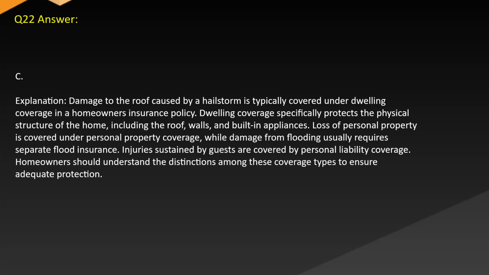Answer: C. Explanation: Damage to the roof caused by a hailstorm is typically covered under dwelling coverage in a homeowner's insurance policy. Dwelling coverage specifically protects the physical structure of the home, including the roof, walls, and built-in appliances. Loss of personal property is covered under personal property coverage, while damage from flooding usually requires separate flood insurance. Injuries sustained by guests are covered by personal liability coverage. Homeowners should understand the distinctions among these coverage types to ensure adequate protection.